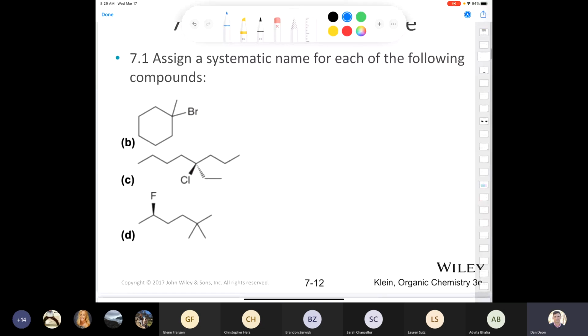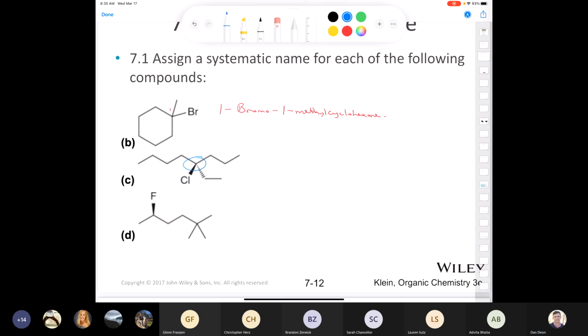It says assign a systematic name for each of the following compounds, right? If I was to ask you to name this compound based off of what we learned in chapter 4, you would just call that methylcyclohexane. But now we have an alkyl halide, right? We've got a bromine here. And since we have two substituents on our cyclohexane, we're going to have to give those a locant. Since they're both on the same carbon, we would call this 1-bromo-1-methyl, right? Bromo is going to come first because B comes before M in the alphabet. So we have 1-bromo-1-methylcyclohexane. All right. Could anybody tell me what the stereochemical configuration of this chiral center is?